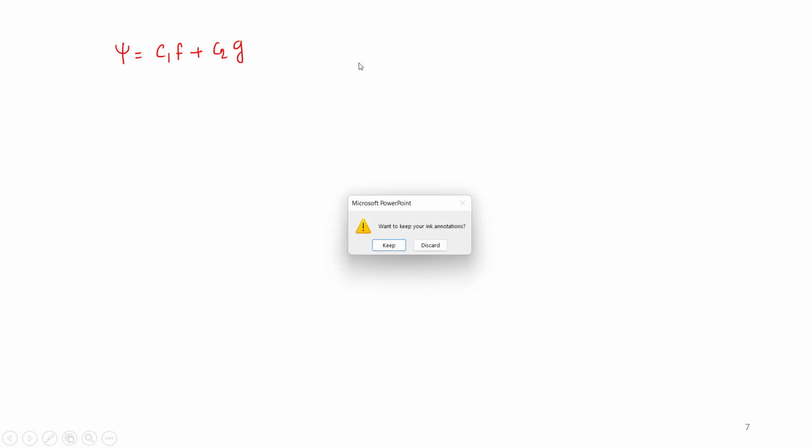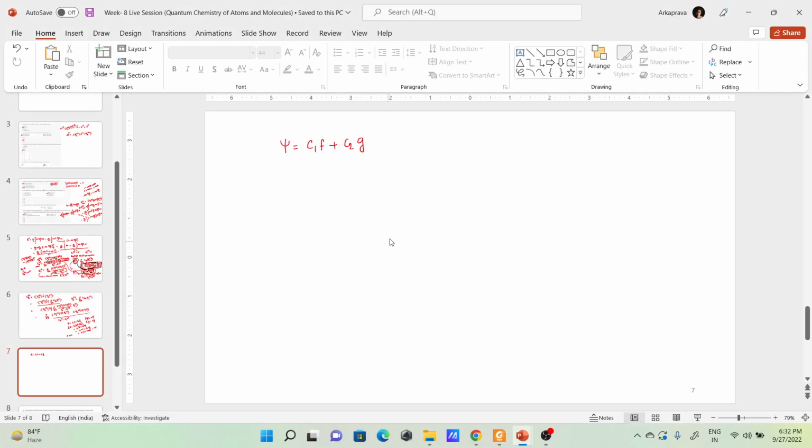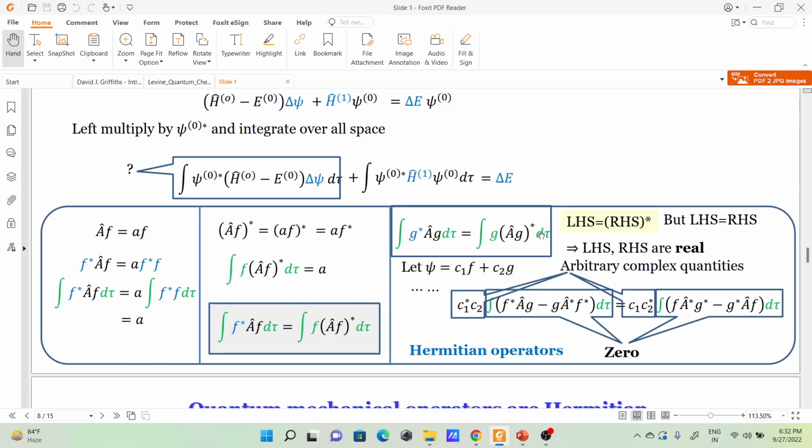So I'll try to write that. We already know that psi is C1A plus C2G. What we are trying to do here is check psi star. Actually, let me check what we are trying to do. I forgot. We have to take both sides, one like psi star A psi and the other, and then we have to compare both the sides, right?